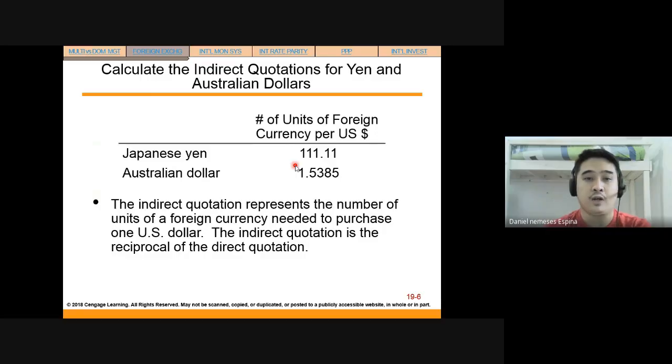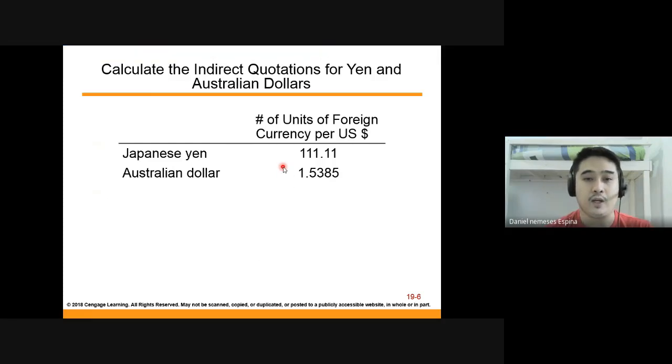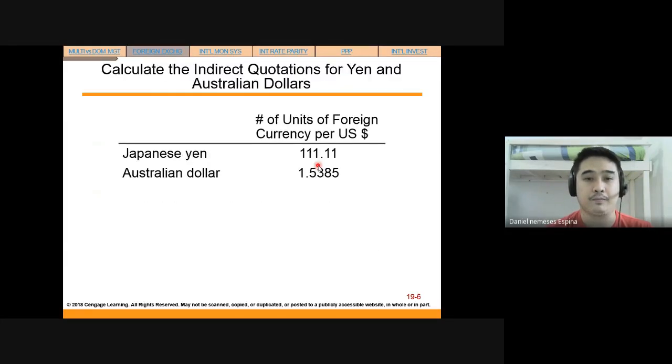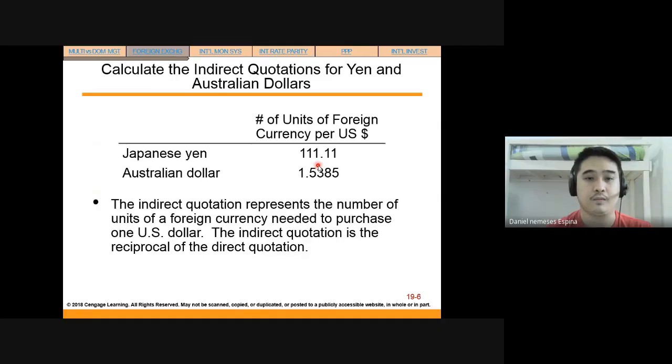You will get 111.11. For the Australian dollar, the number of Australian dollars equivalent to $1 is 1.5385. Again, to get this, simply divide 1 by the direct quotation for the Australian dollar, which is 0.65. So this is indirect quotation.